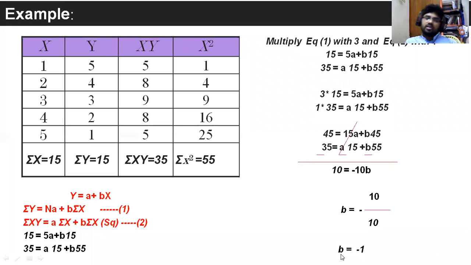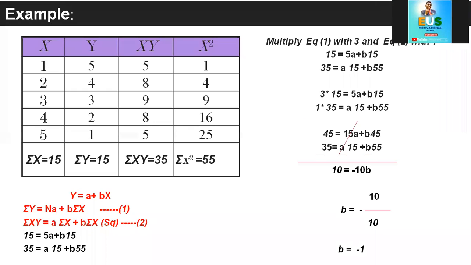Am I clear, dear students, for this problem up to now? Hello? Yes, sir. If you don't have any doubt, then I will go for the next slide. Anybody? If you don't understand, please ask me now. Hello, dear students? Yes, sir.